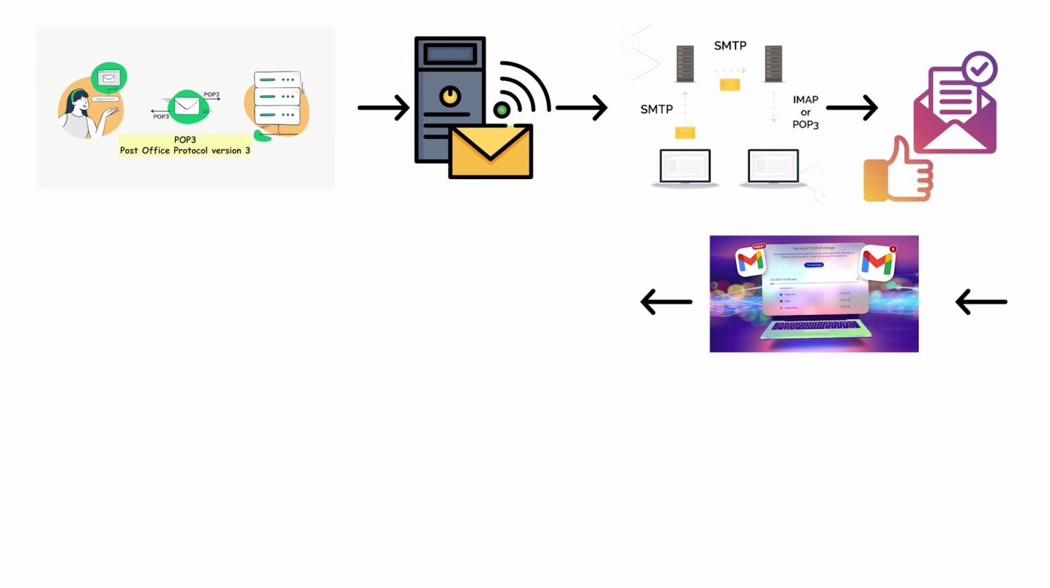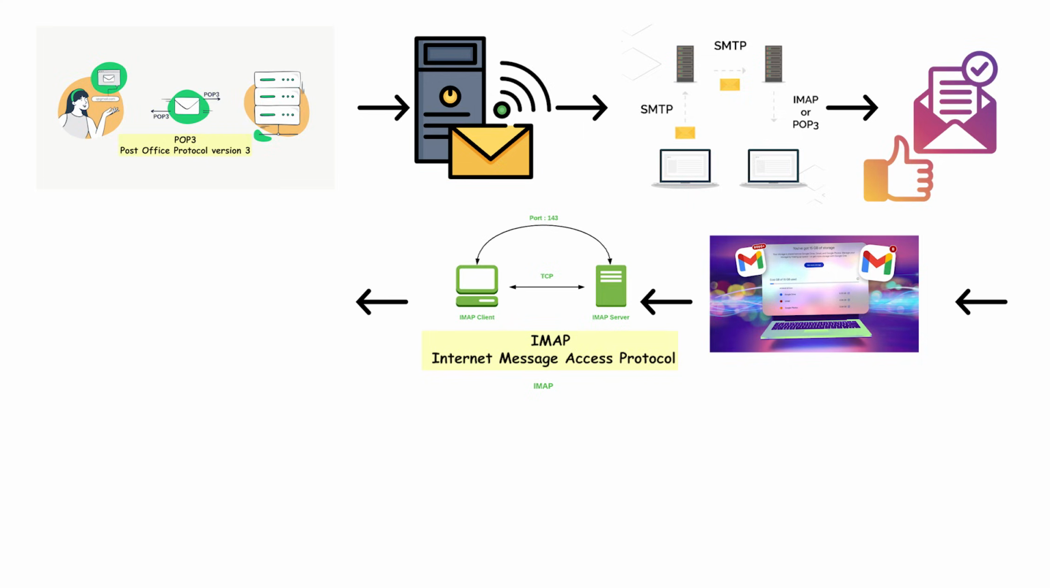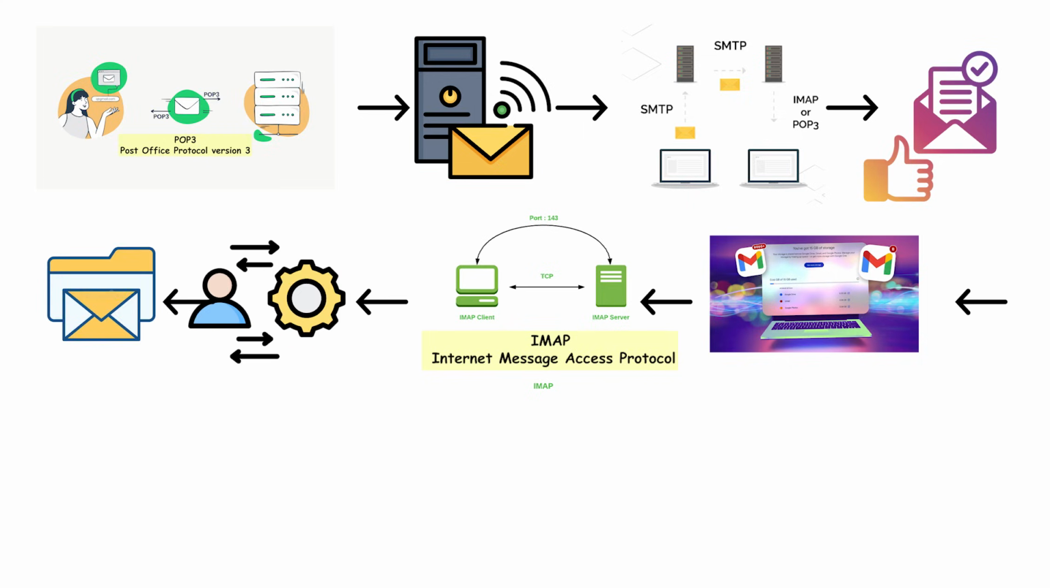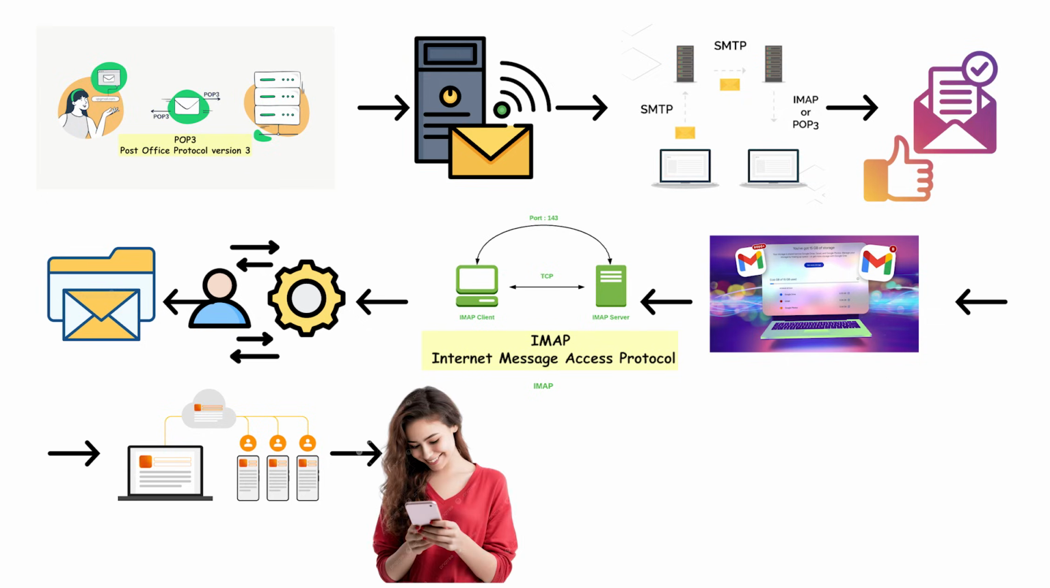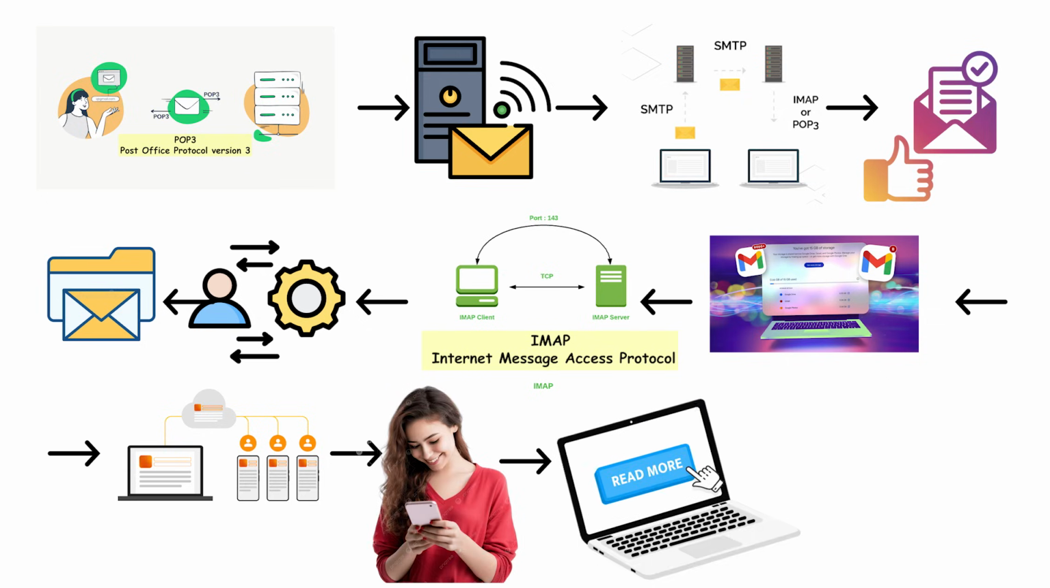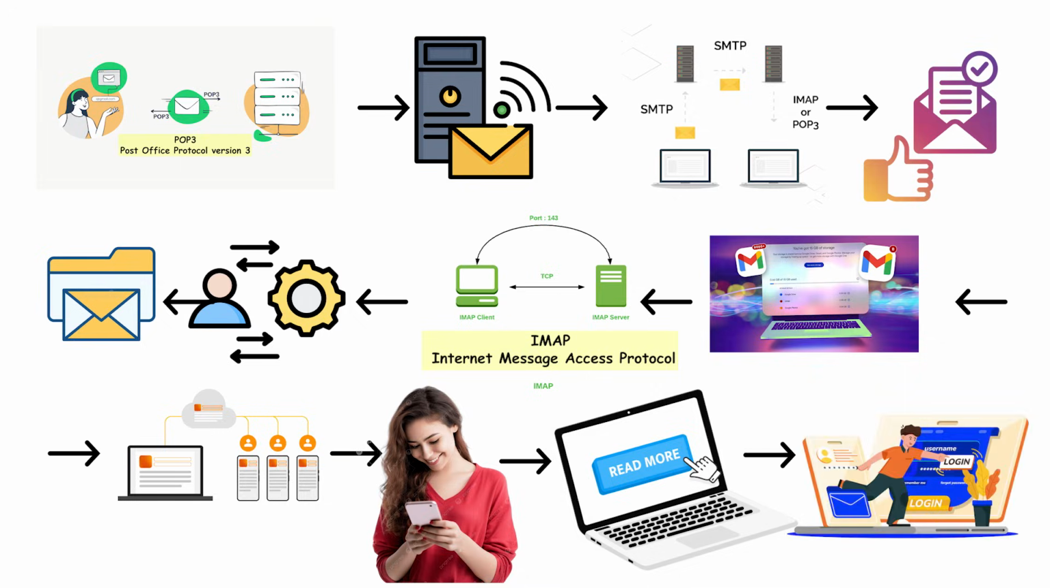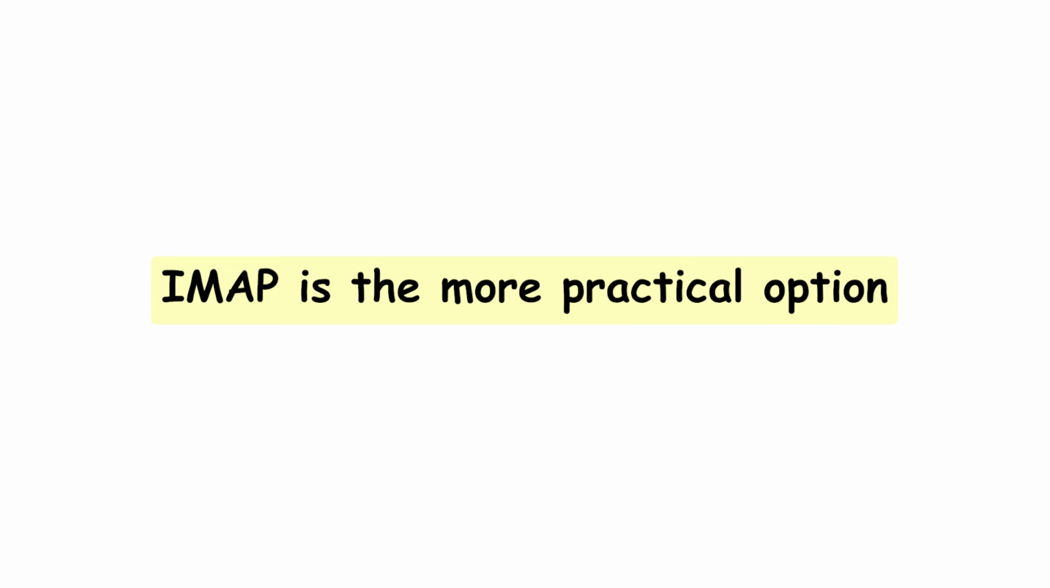This means you can read your emails offline, but access from other devices becomes limited since the messages are only stored locally. IMAP, which stands for Internet Message Access Protocol, takes a different approach. It keeps your emails stored on the server and syncs them across all of your devices in real time. If you read a message on your phone, it shows as read on your laptop too. For anyone accessing their inbox from multiple devices, IMAP is the more practical option.